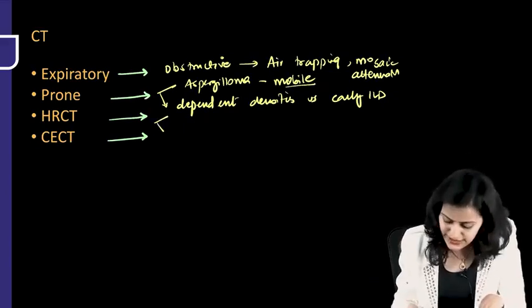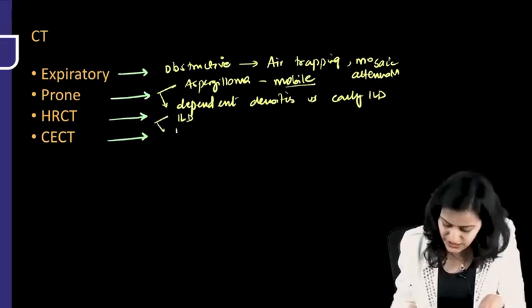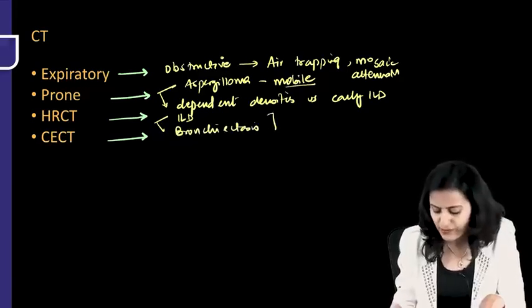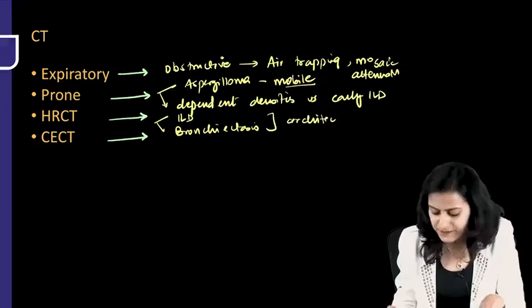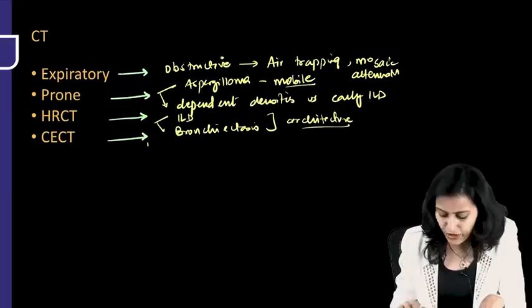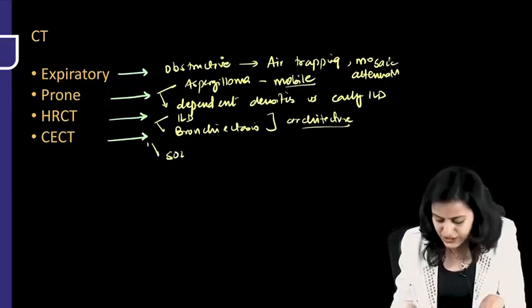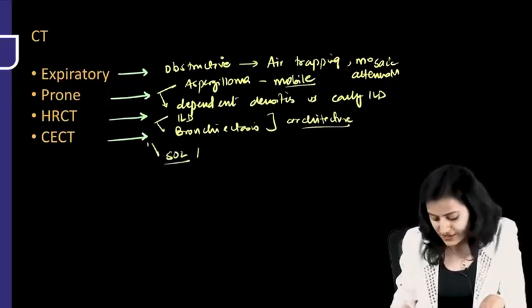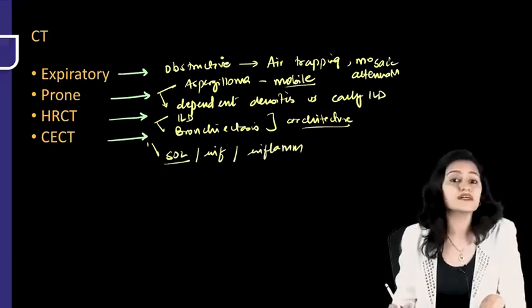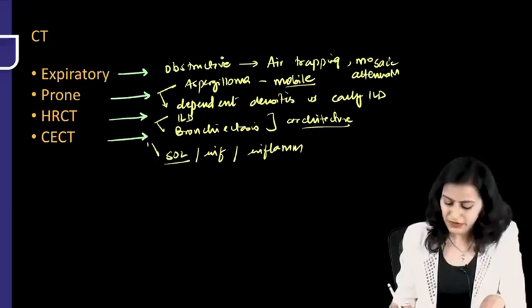Next, HRCT. HRCT is best for interstitial lung disease and for bronchiectasis. So wherever we want to see the lung architecture, HRCT is the best. CECT is done for any space-occupying lesion, any infective pathology, inflammatory pathology. We do a contrast-enhanced CT, right?